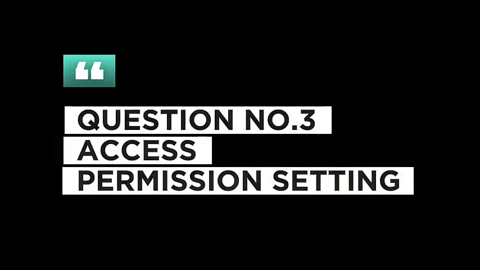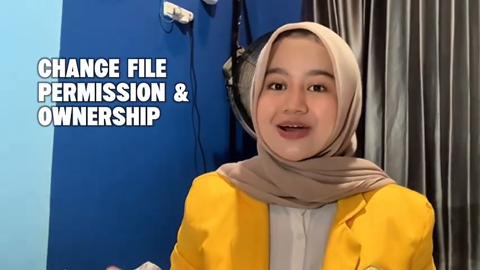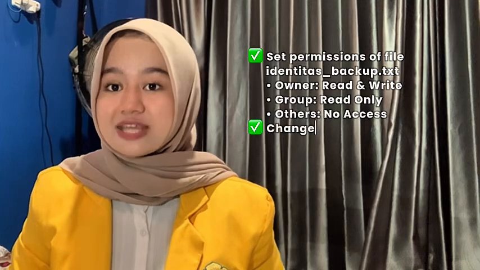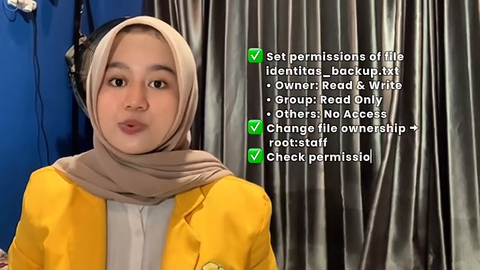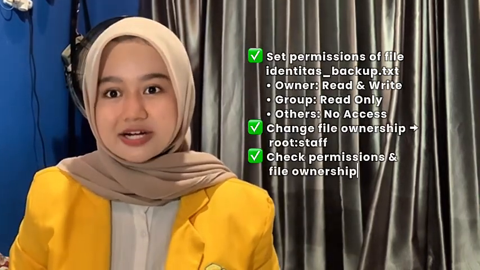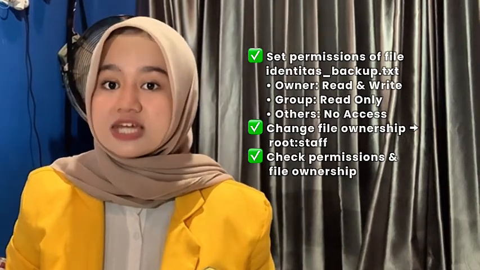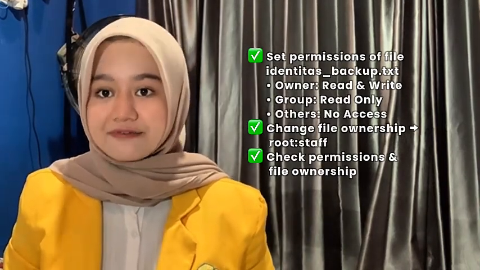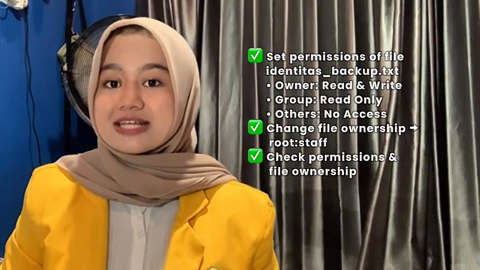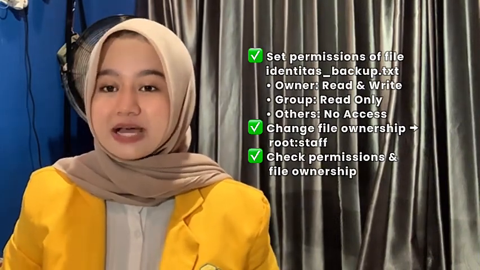Okay, for question number 3, we are asked to change file permission and ownership. In this task, we need to change the permission and ownership of the identitas_backup.txt file. The goal is to allow the owner to read and write the file, allow the group to read it, and deny access to others. Additionally, we will change the file ownership to root:staff. Finally, we will verify that the changes were applied correctly.